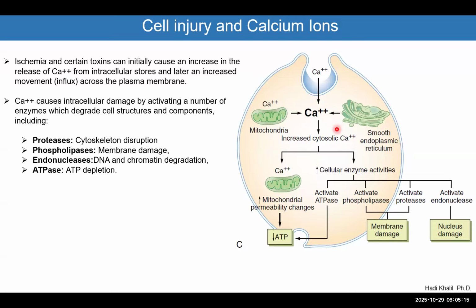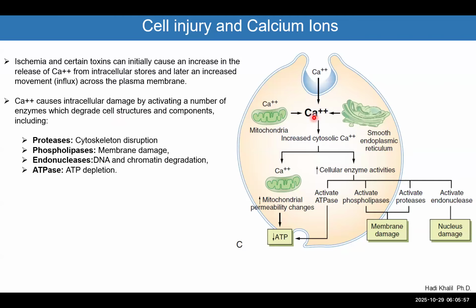When the calcium levels are higher, we have multiple signaling pathways that take place in the cell. So be careful with the word intracellular. Between one cell and another, it's intercellular. Within the cell, it's intracellular. Okay? So calcium causes intracellular damage. This means within the cell, mitochondria and sarcoplasmic reticulum will be damaged. And a number of enzymes which degrade cell structure and components are now activated.